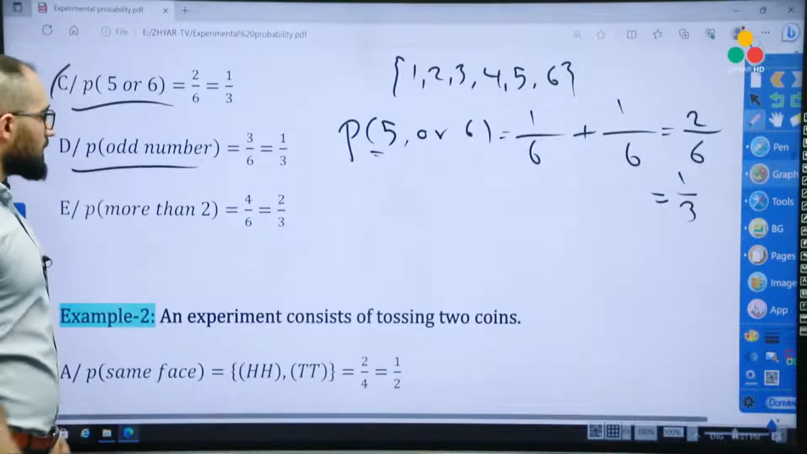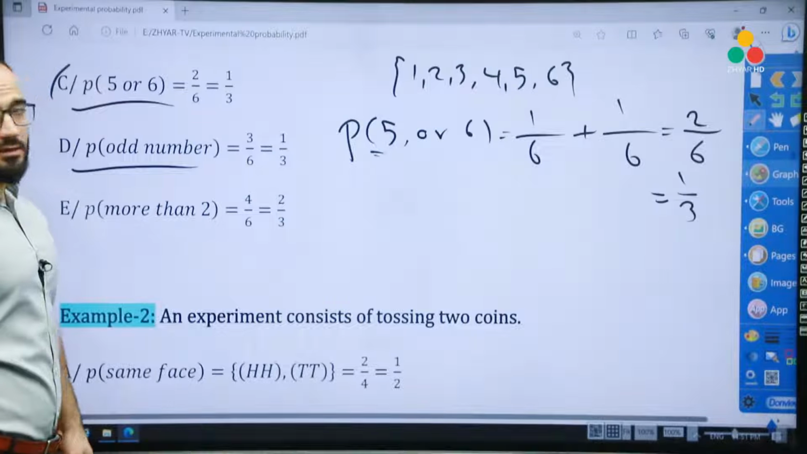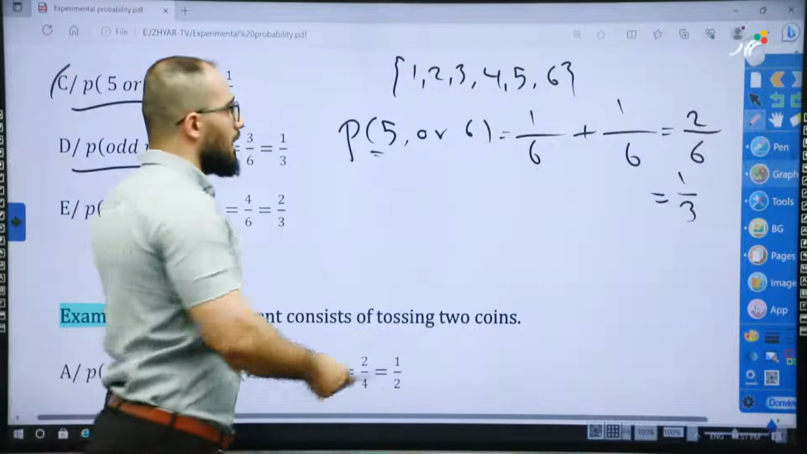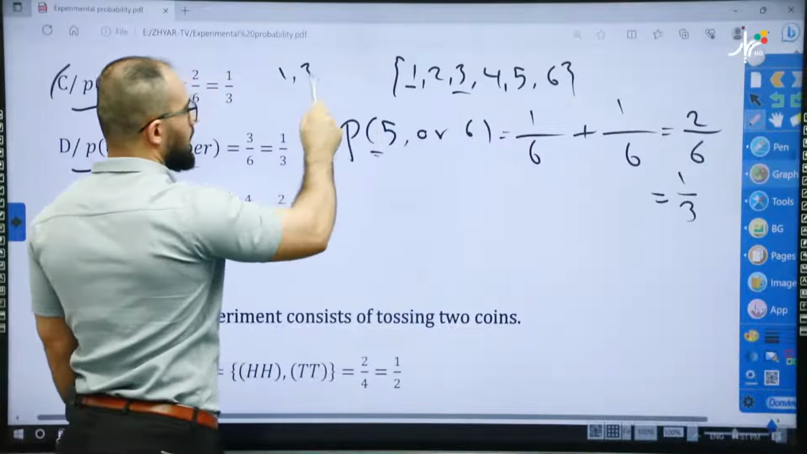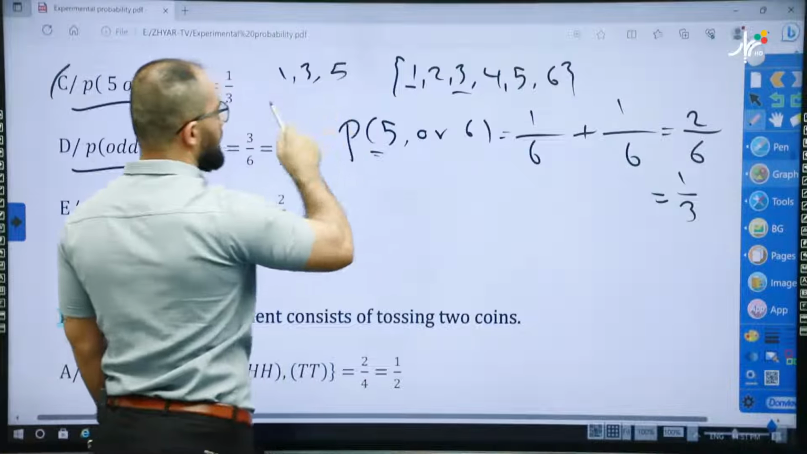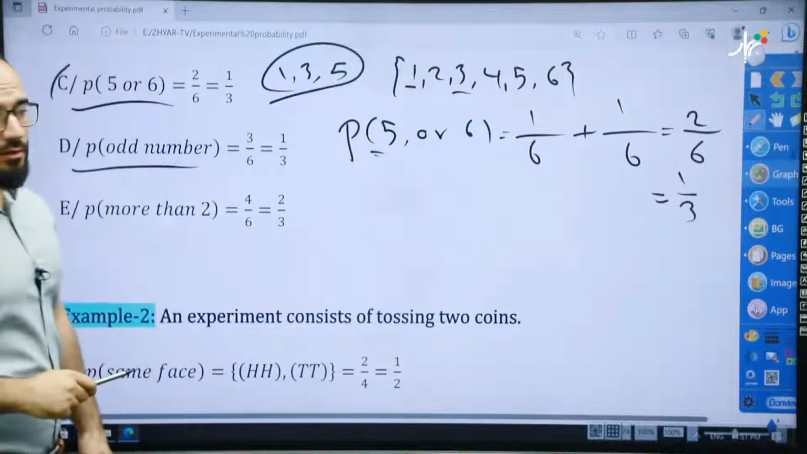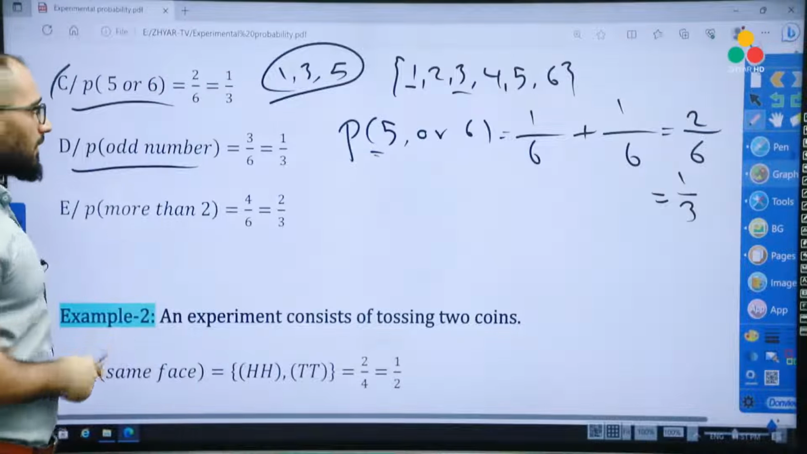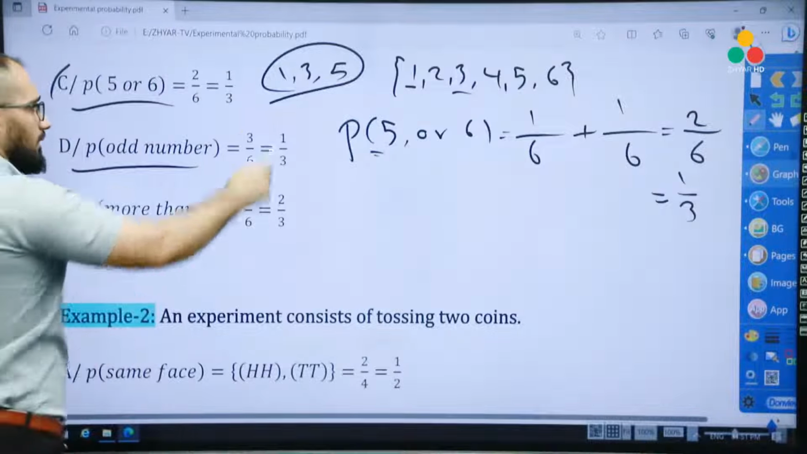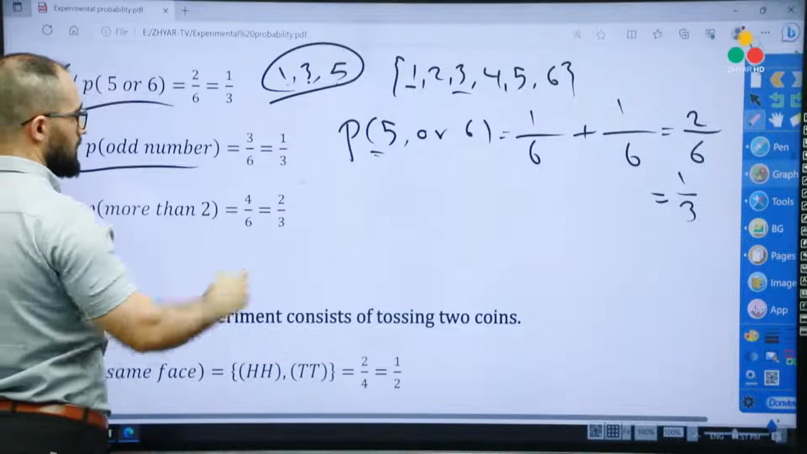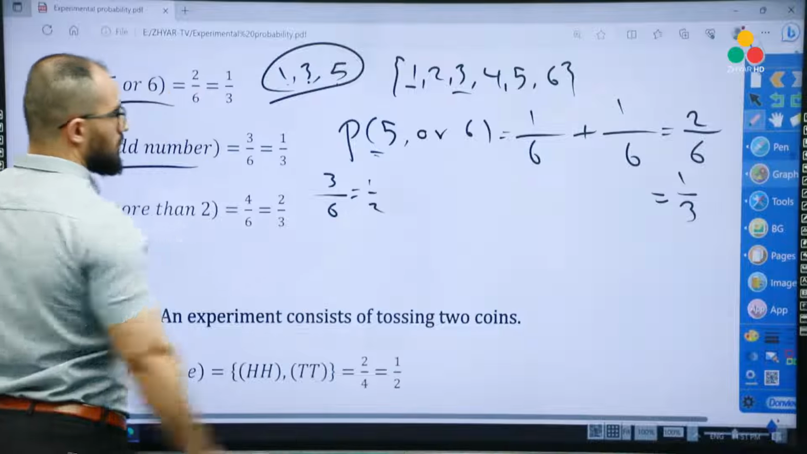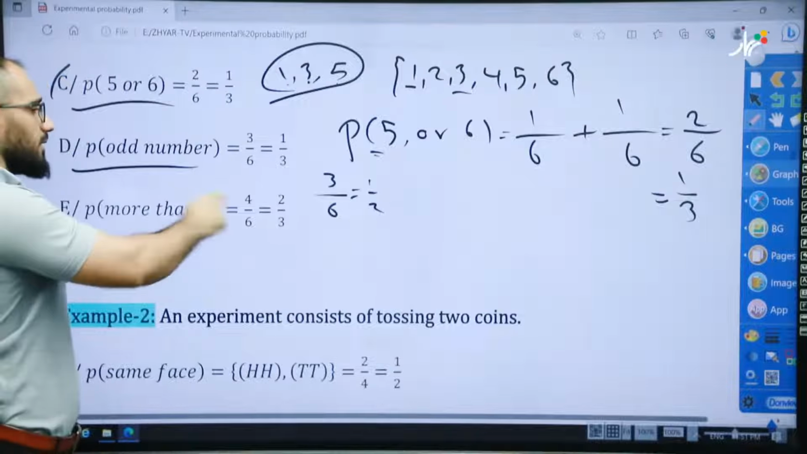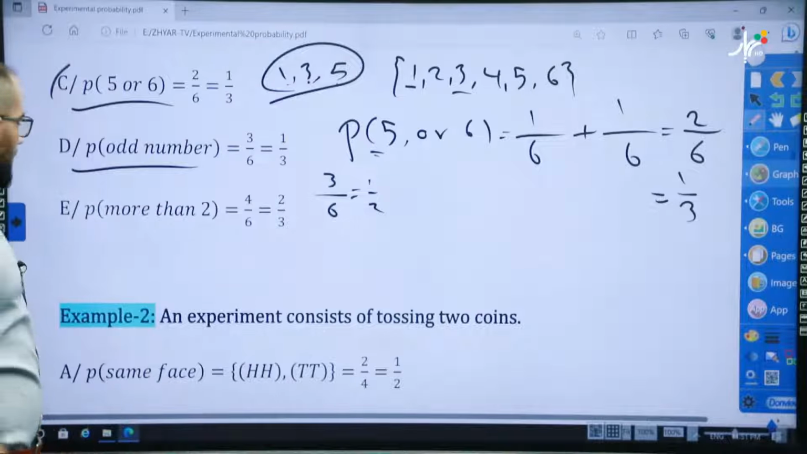Then the probability of an odd number. How many odd numbers are there? It is 1, 3, and also 5. How many results? The outcome is 3. 1, 2, 3. So it's going to be 3 over 6, and it is 1 over 2. So for an odd number, it is 1 over 2.